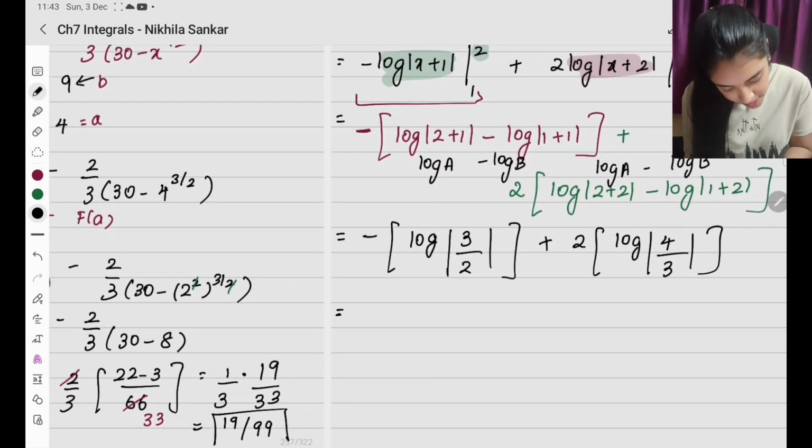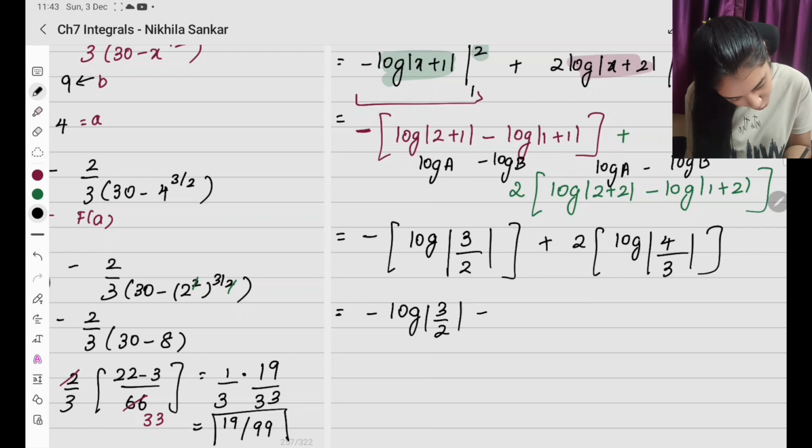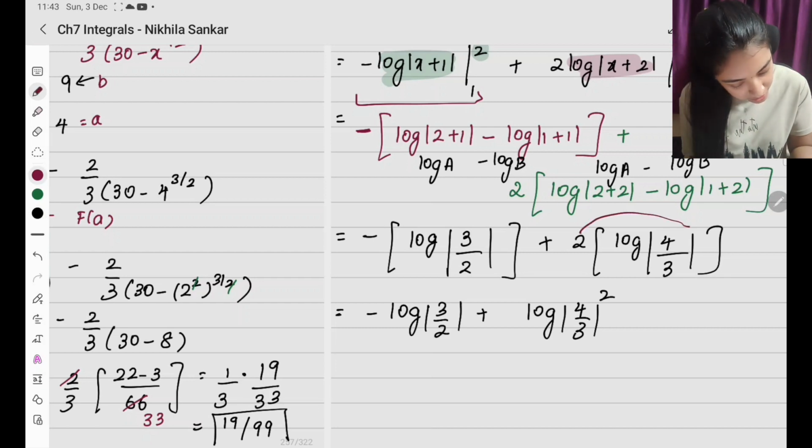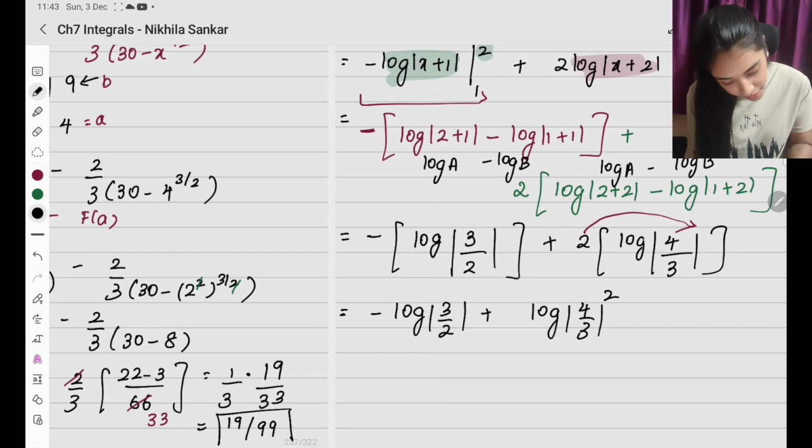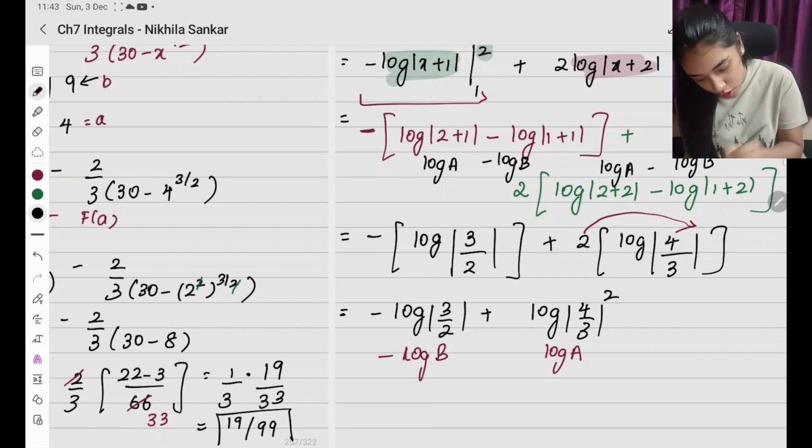Now, I can take the 2 to the power, wait, I'll write it again. So log of 3 divided by 2 plus log of 4 divided by 3. I can take 2 to the power. Correct? I can take this 2 to the power. Now this is again of the form log of a minus log of b. So log a minus log b, so this is again log of a by b.